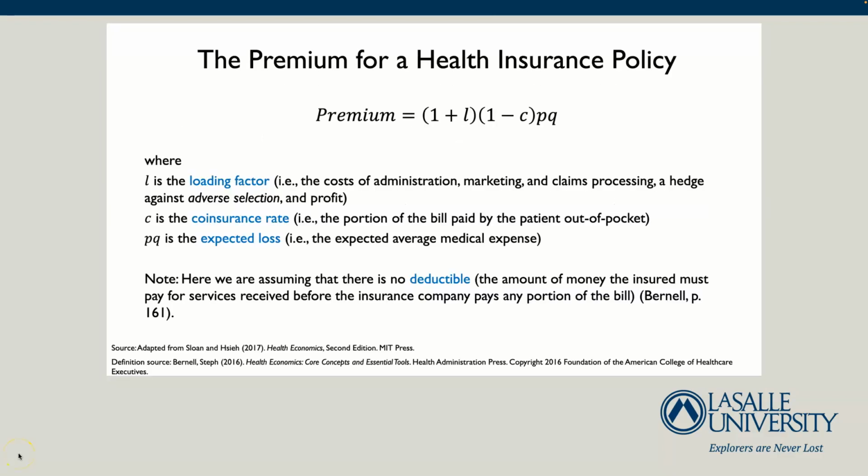More formally, we can think of the premium for a health insurance policy as being the following. Here, given this formula, L is the loading factor, and this includes the cost of administration, marketing, claims processing, profit, and maybe even the hedge against adverse selection or moral hazard. C is the coinsurance rate. This is the portion of the bill paid out of pocket by the patient. And PQ is the expected loss or the expected average medical expense. Here we're assuming that there's no deductible or other forms of cost sharing aside from the coinsurance rate.